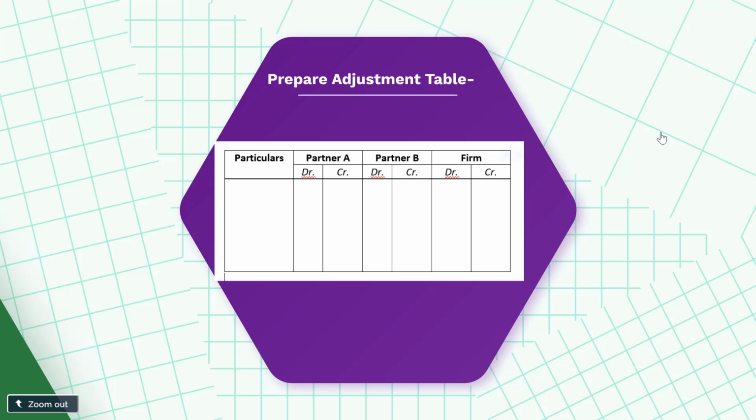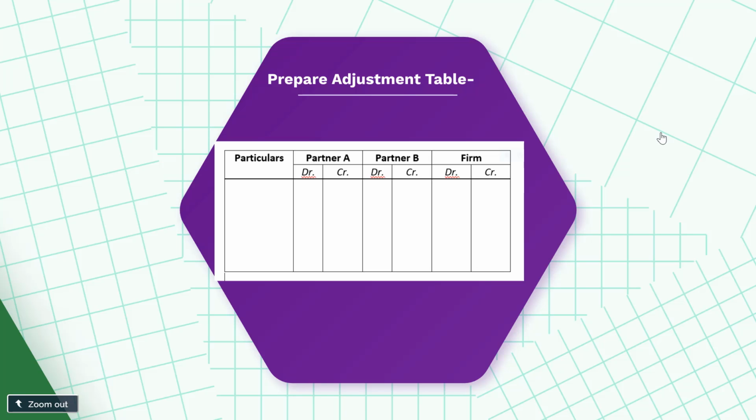The first step is to prepare an adjustment table of this format. In this adjustment table, there will be a column for particulars, a column for each partner, which further is divided into debit column and credit column, and finally a column for the firm, which again is divided into debit column and credit column.